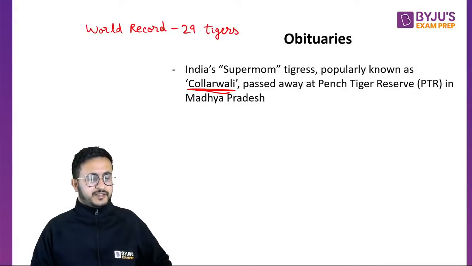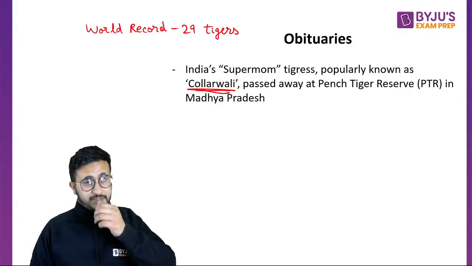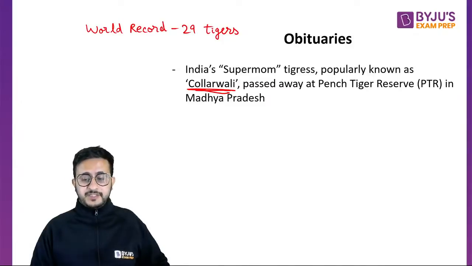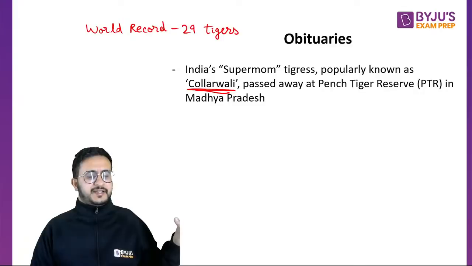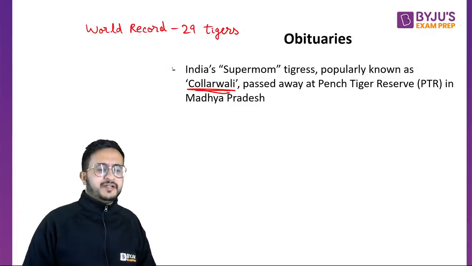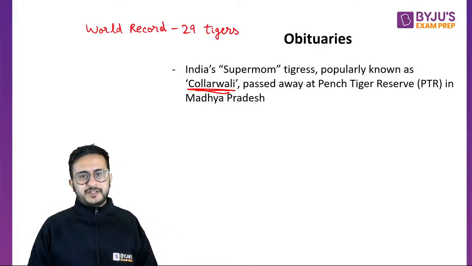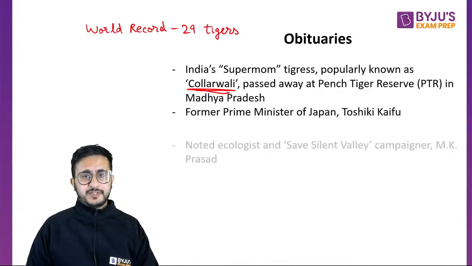Then they started a campaign called Save the Tigers, right? The government and some NGOs have been working for the preservation of tigers. Now this is something that excites, right? One tigress giving birth to so many cubs, helping in increasing the tiger population. So she had the world record of giving birth to 29 tigers. She died in Pench Tiger Reserve in Madhya Pradesh.